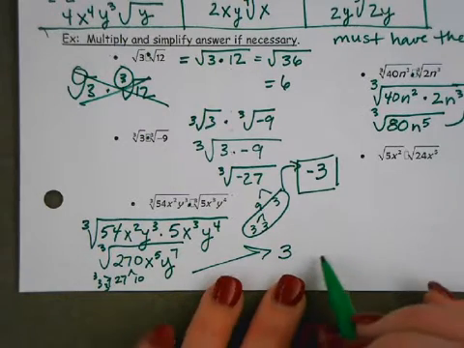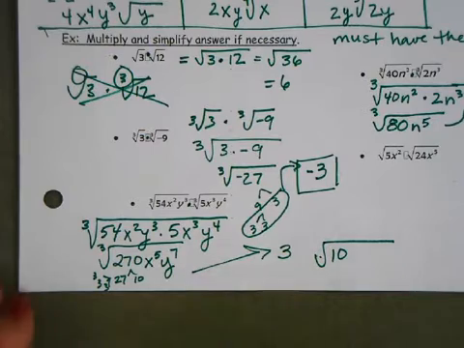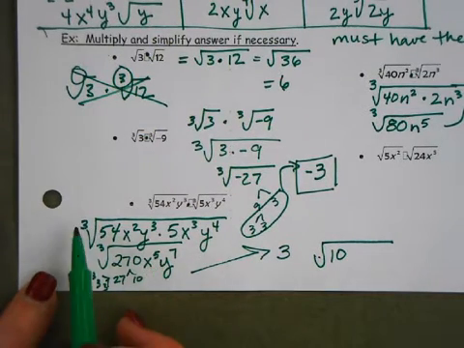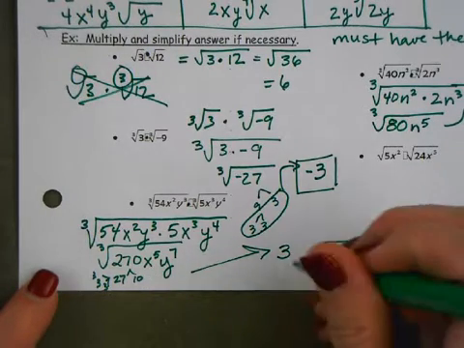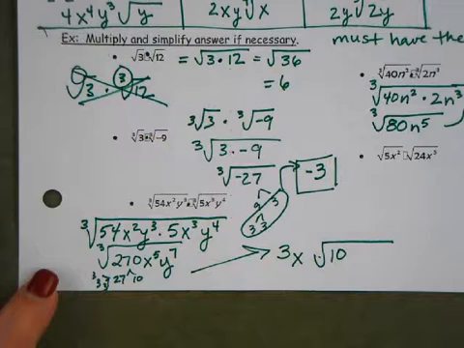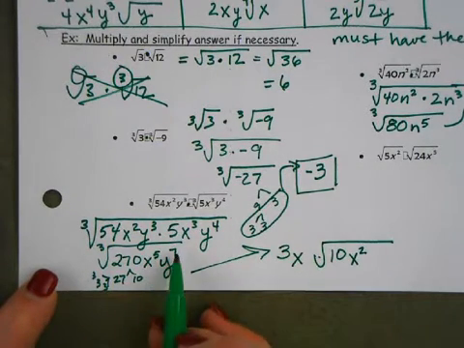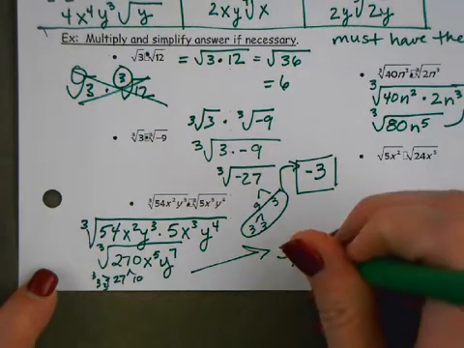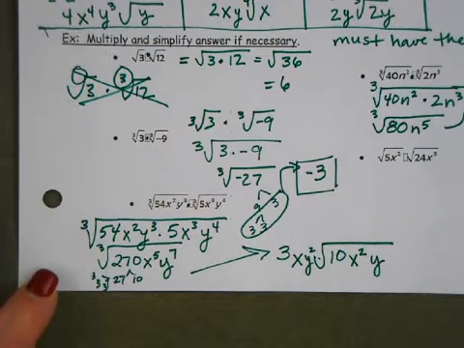And then what am I left with underneath the radical sign? 10. So I look at x to the 5th. I had taken the cube root, so how many x's can I pull out? 1. And then how many x's do I have left over? 2. I have y to the 7th. How many y's can I pull out? 2. And I'm left with 1 left over.